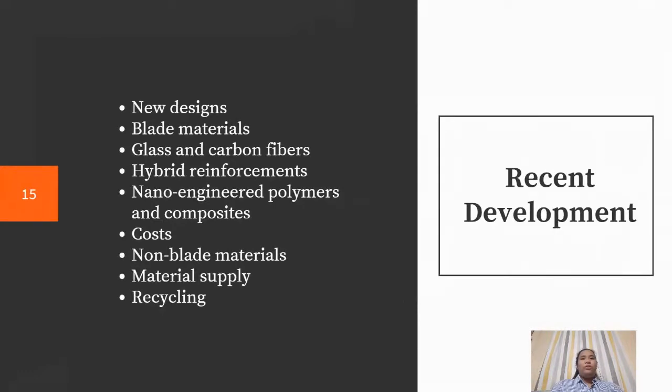And here are the recent developments in the technology. New designs, blade materials, glass and carbon fibers, hybrid reinforcements, nano-engineered polymers and composites, costs, non-blade materials, material supply recycling. Wind turbine rotor blades are being made longer to increase efficiency. This requires them to be stiff, strong, light, and resistant to fatigue. Materials with these properties are composites, such as polyester and epoxy, while glass fiber and carbon fiber have been used for the reinforcing. Construction may use manual layup or injection molding.